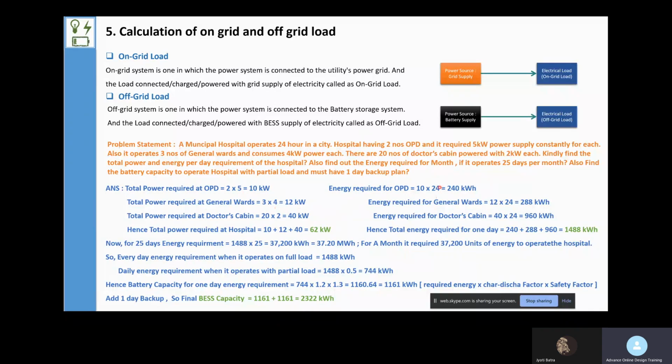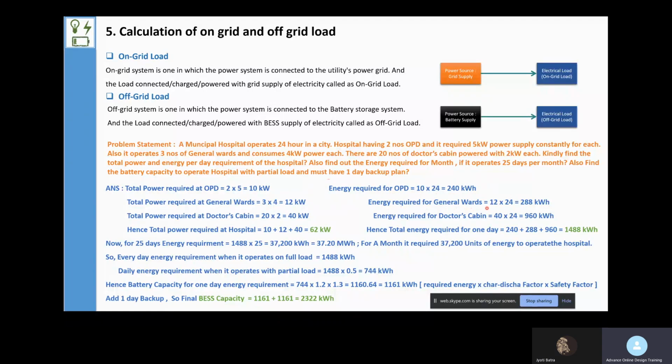Mostly the calculation happens based on the rated power. As this is the hospital scenario, the power we considered here is absolutely a rated power, a rated demand from the hospital. So rather than saying total power, I would say rated power for the OPD. Then it's 10 into 24, 240. So each day the OPD will consume 240 units. Two OPDs will consume 240 units each day.